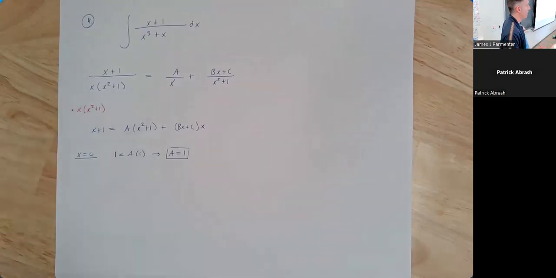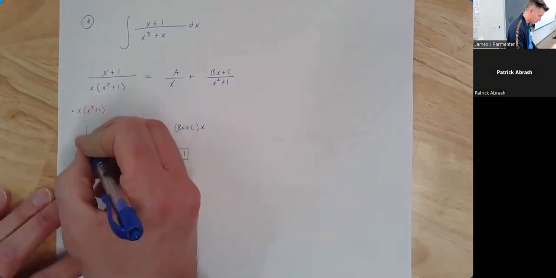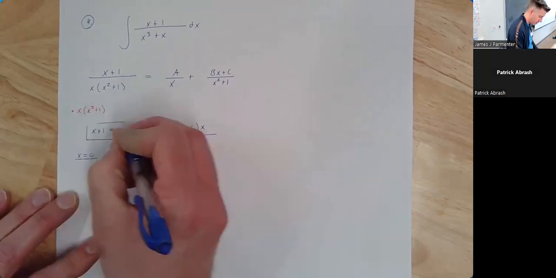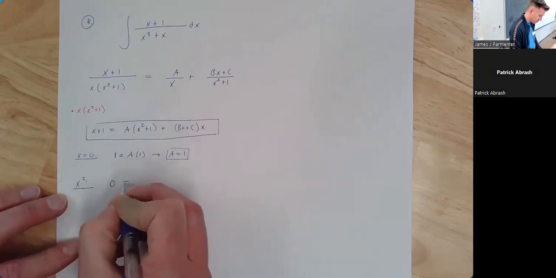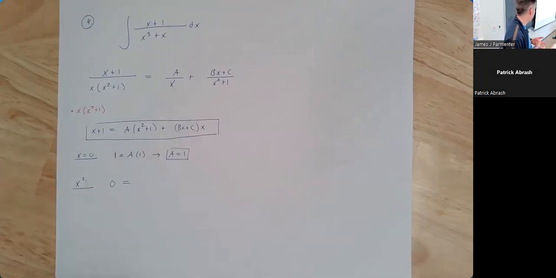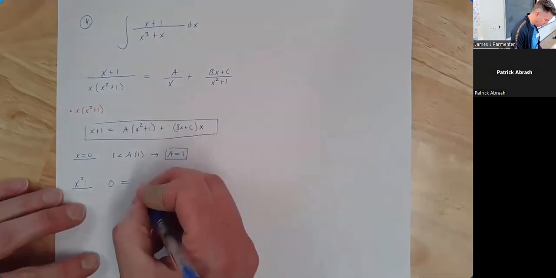ask you all, how much x squared is on the left? If I look at this equation right here, 0x squared on the left. How much x squared is on the right? Well, you have to think about multiplying it out. So I multiply that, I'd have an a times x squared plus an a, which doesn't contribute, plus a b times x squared plus a c times x. So it looks like I've got an a plus b.